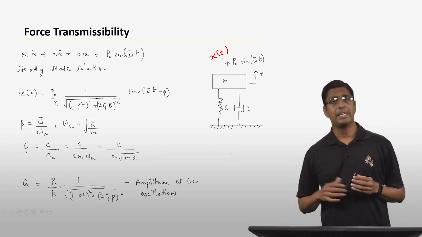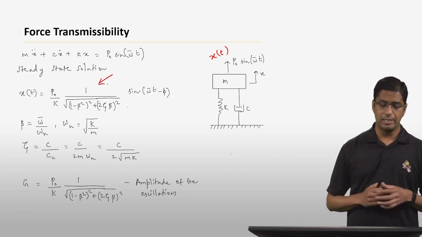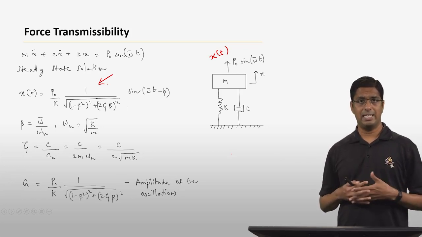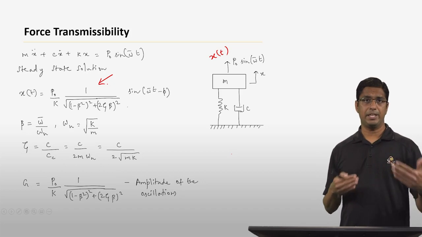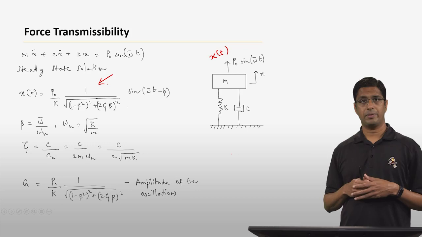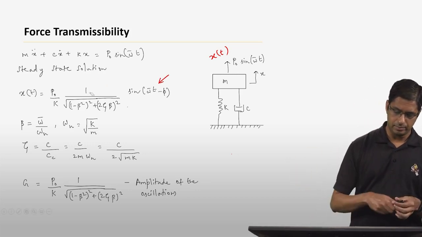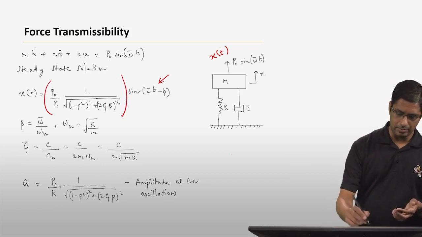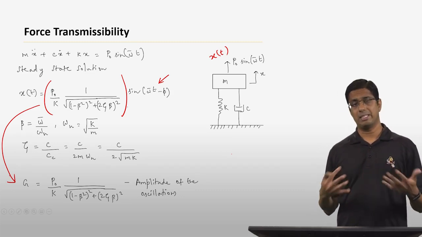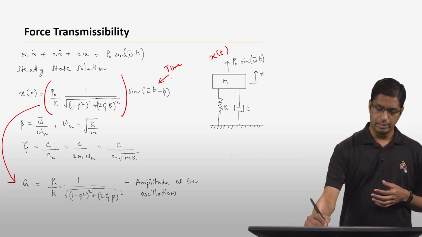Just to recapitulate what we have learned so far, I have written out the solution here for the steady state vibrations when you have a sinusoidal activation force. That is given by x of t equals p naught over k times 1 by square root of (1 minus beta squared) the whole squared plus (2 zeta beta) the whole squared, times of course the time varying part. This part here, p naught by k with that term, is essentially the amplitude of the oscillations, and that is sometimes denoted by the symbol g. And this is basically the time varying part.